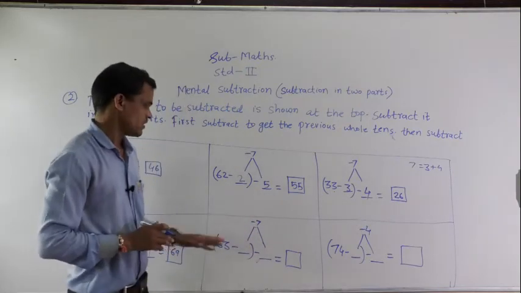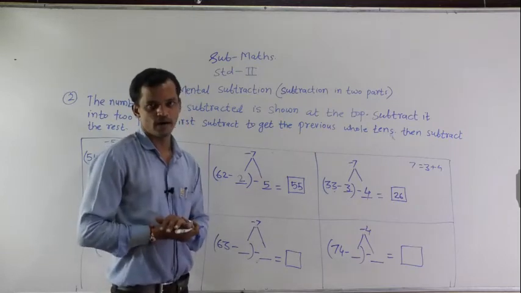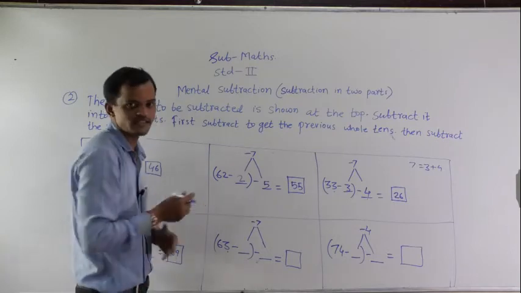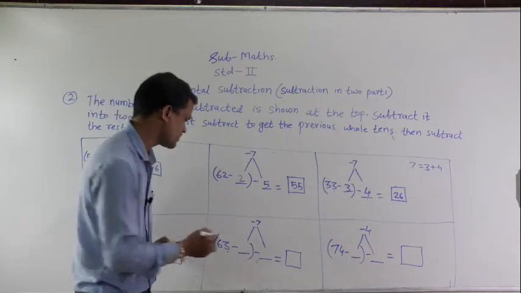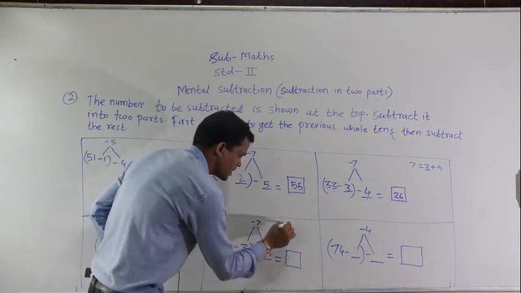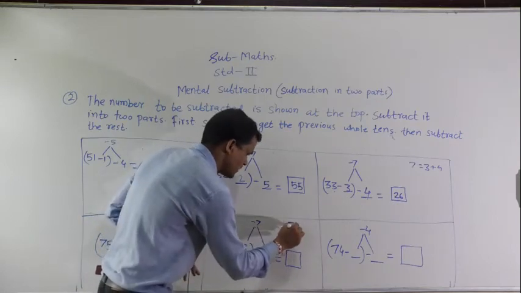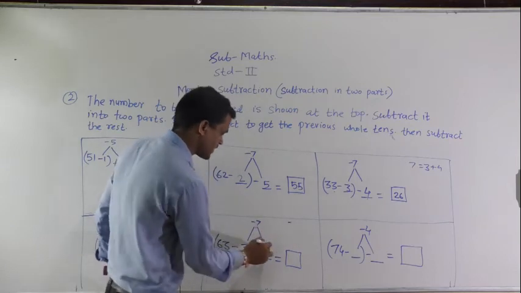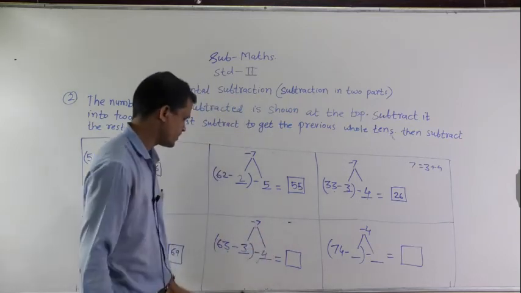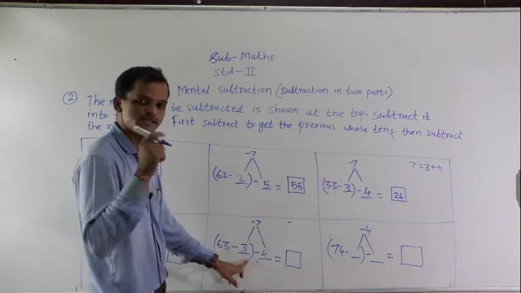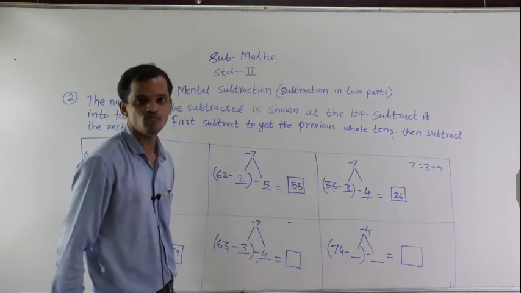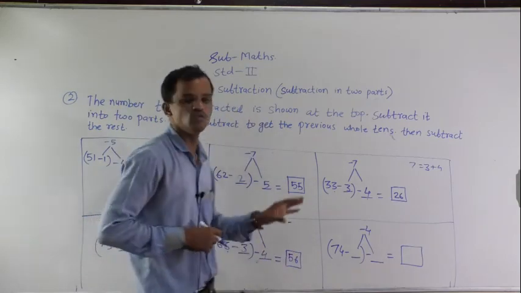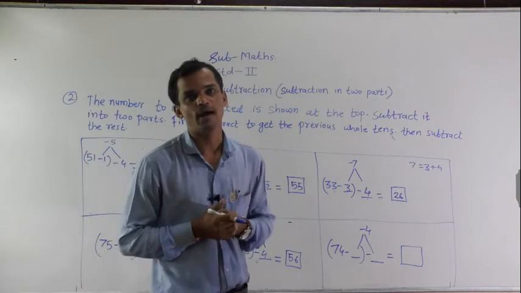Okay, next example, 63 minus 7. Now divide this 7 into 2 parts. See here, the one's place digit of 63 is 3. So first subtract 3 and divide this 7 like this, 3 plus 4. So right here 3 and right here 4. 63 minus 3, 60, and 60 minus 4, 56. You have to do the calculation in your mind, mentally.